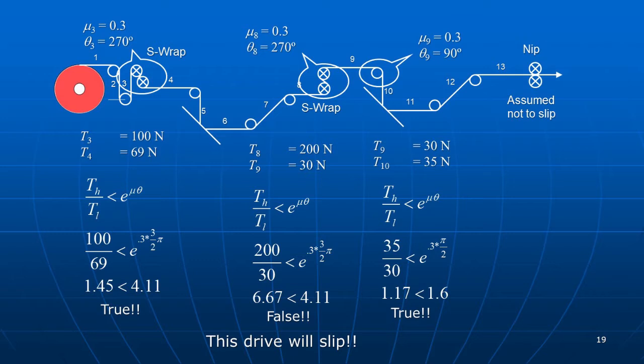If we look at our second driven roller here, our S-wrap between spans 8 and 9, we've got 200 newtons on one side, 30 newtons on the other.